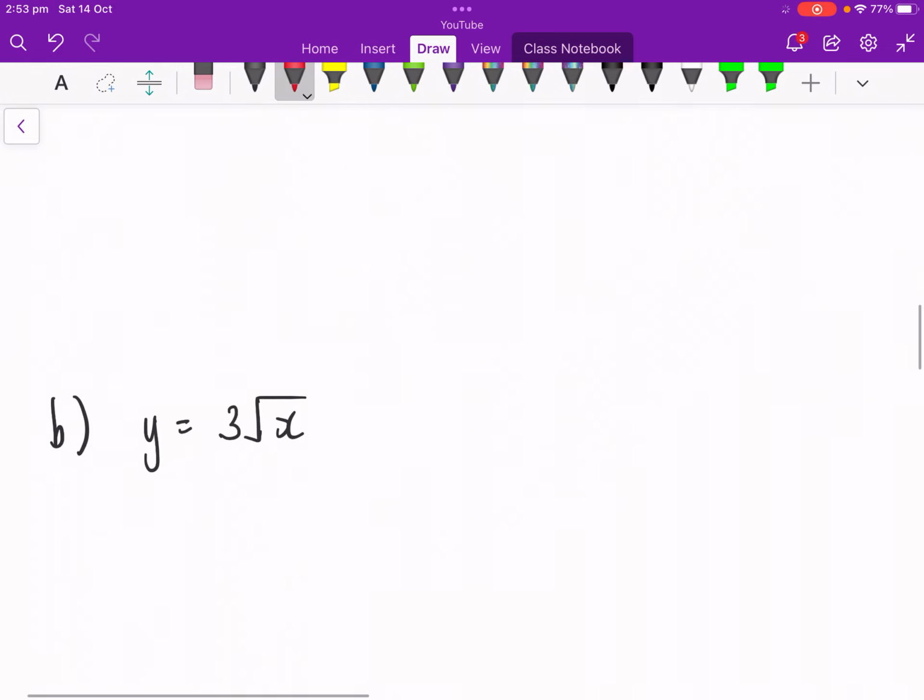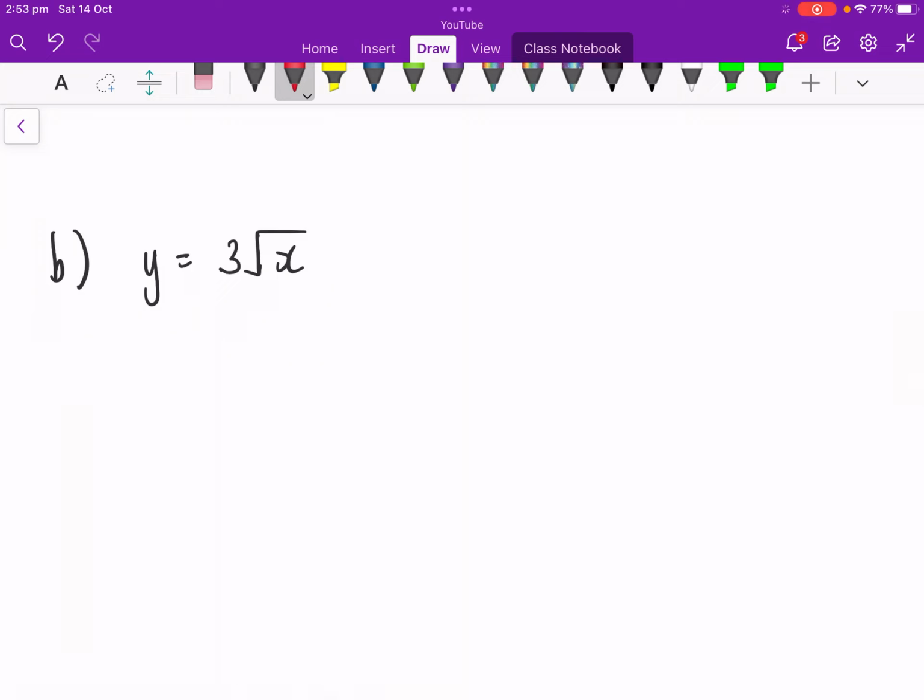So our second one here is y equals 3 root x. So let's rewrite this. I always find this really difficult to differentiate because you're like, I don't have any power. So let's write it with a power. So the square root is the same as a half. Similar to how a cube root is the same as 1/3, the square root is just the same as a half. So now it's in this format. Let's try and differentiate.